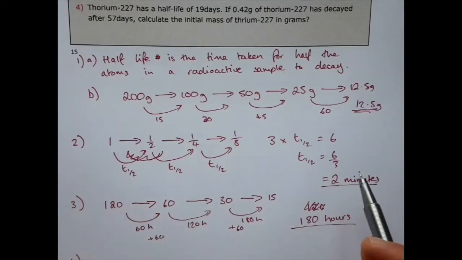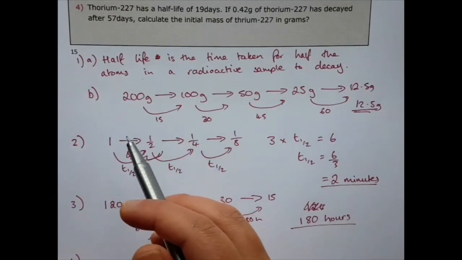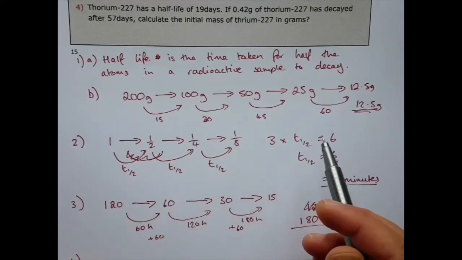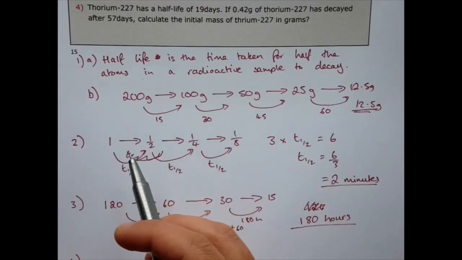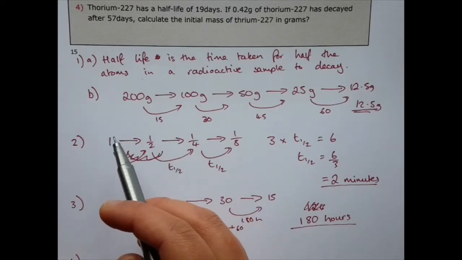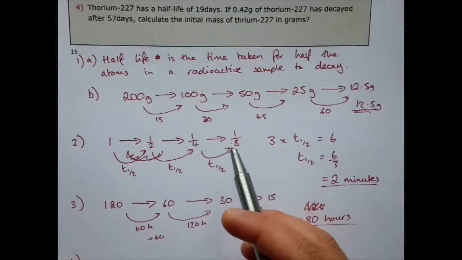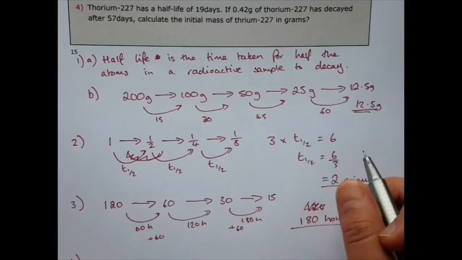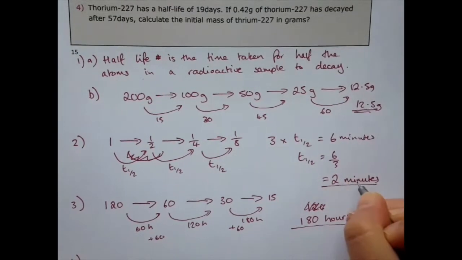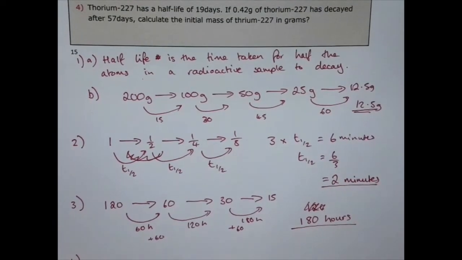Question 2, the half-life is 2 minutes, so we were told it goes down to an eighth of the original in 6 minutes. So an eighth, if we start with 1, it takes 3 half-lives to get to an eighth, and if 3 half-lives are 6 minutes, I should really write minutes in here, then 1 half-life is 2 minutes.